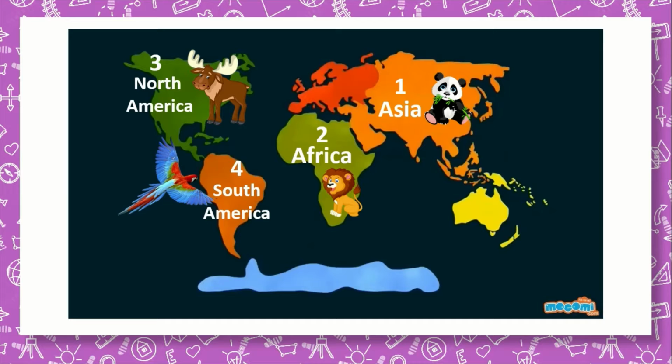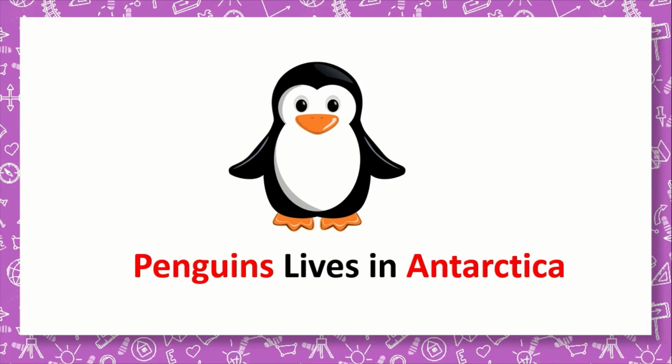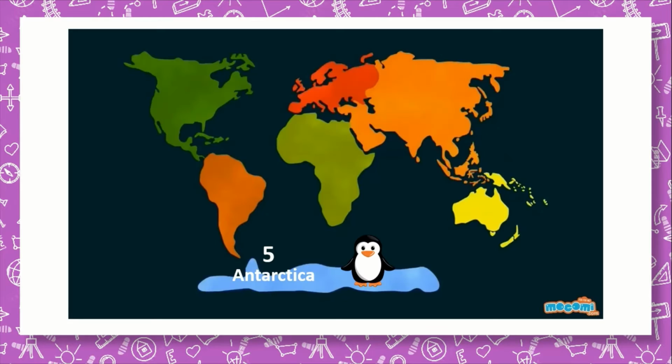Number five is Antarctica. Antarctica, which starts with an A-N. Penguins live in Antarctica. It's all the way down and it's full of ice. That's why penguins like to live in Antarctica, because penguins like to live in ice.